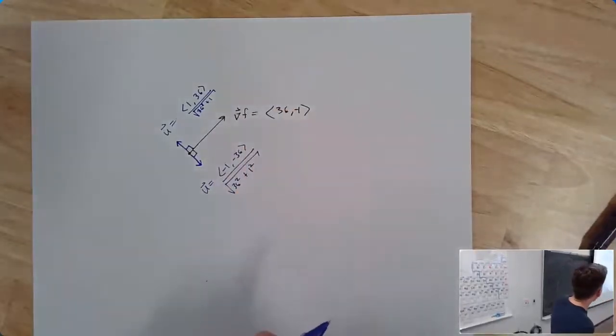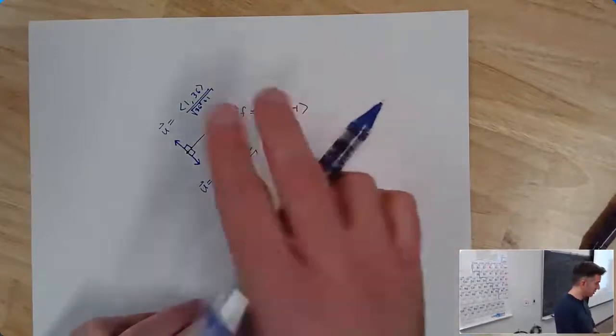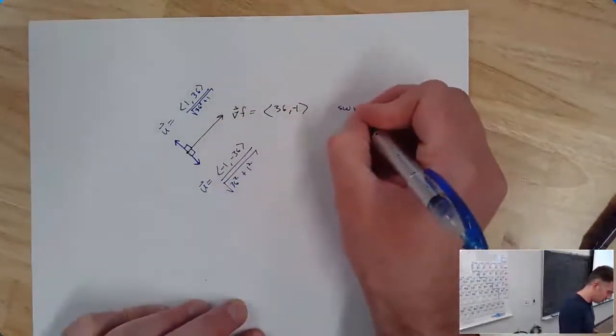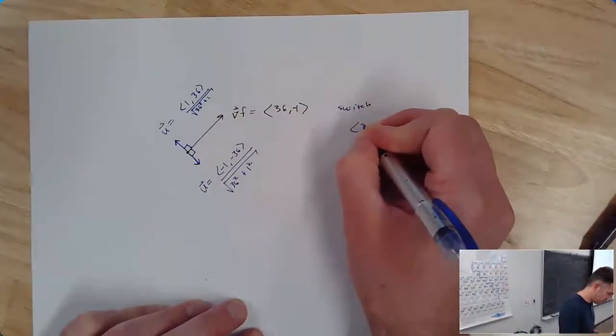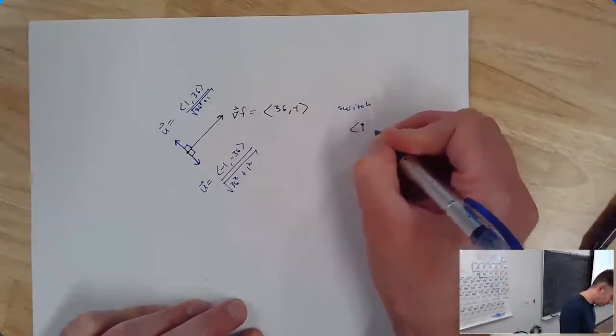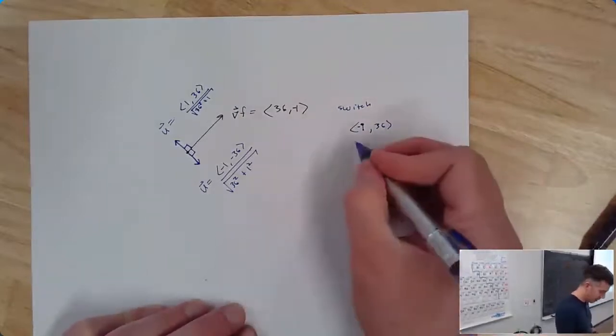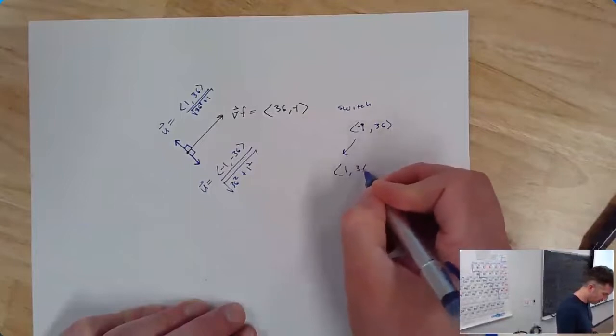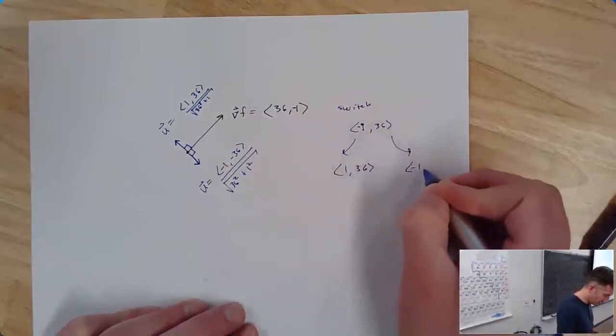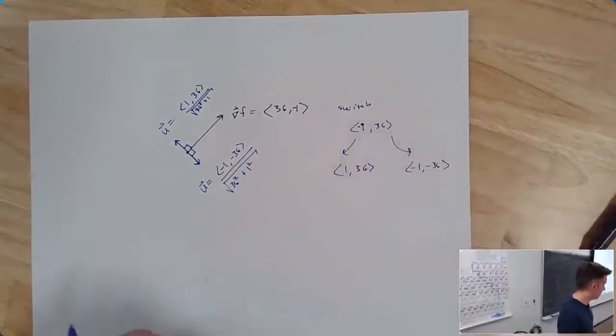So that's why I've said you can take your vector and you can switch the order. We switch and we get +1. Sorry, -1, +36. I switch the order and then I can change one of the signs. I can either go +1, +36 or -1, -36. And that'll get me there.